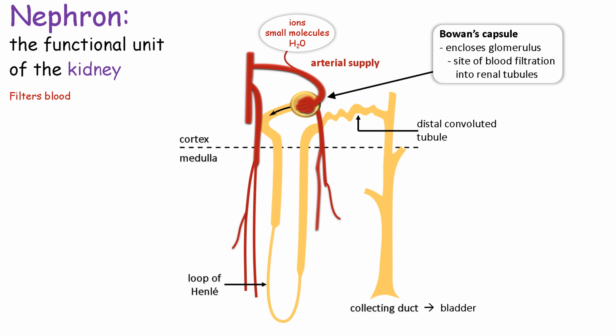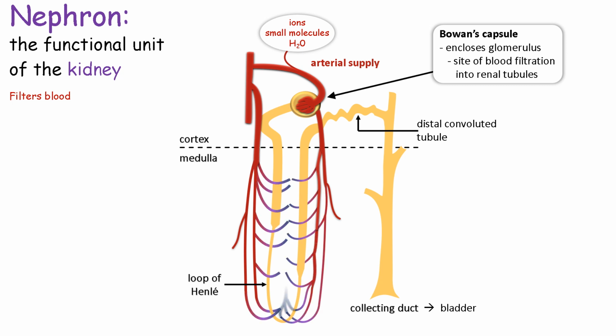Molecules and cells that are too large to cross the endothelial barrier remain in the circulation, flowing through the capillaries of the kidney medulla to the veins and back to the heart. The fluid entering the tubule passes through the loop of Henle and the distal convoluted tubule on its way to the collecting ducts and eventually to the bladder where it is stored as urine.